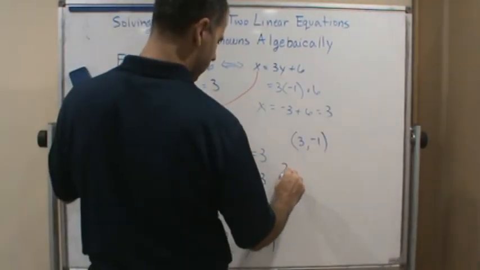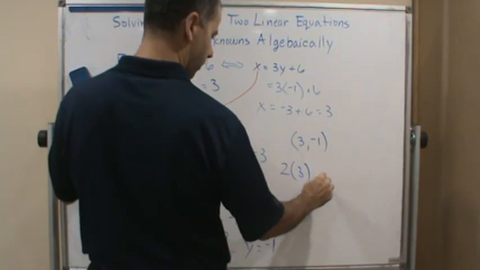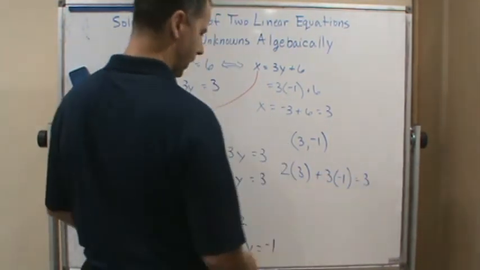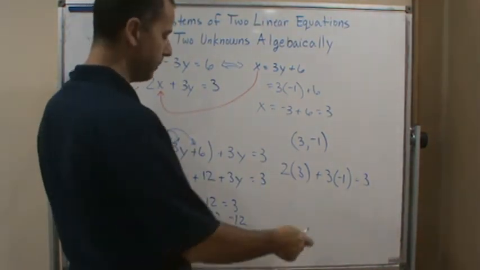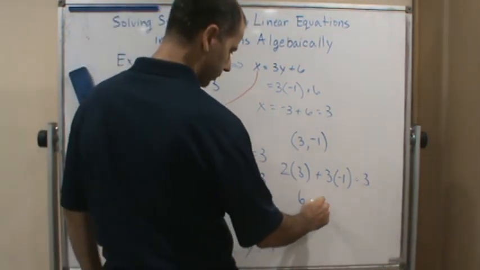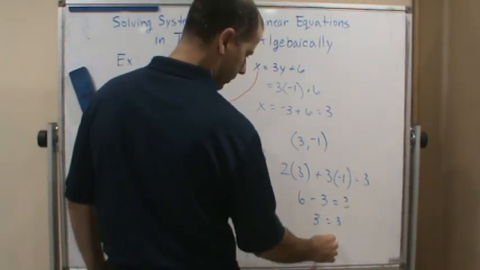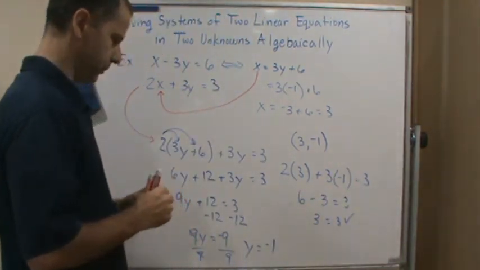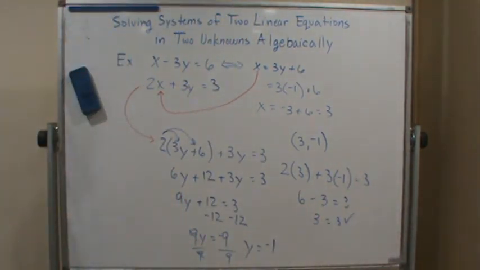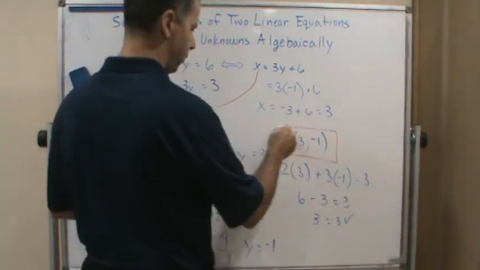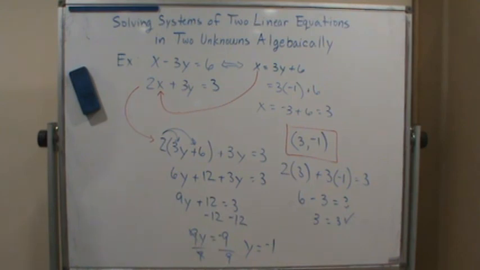Now, check it in the other one. Here I get 2 times x, which is 3, plus 3 times y, which is negative 1, equals 3. So now I'm going to solve and see if I get another true statement. So I get 6 minus 3 equals 3, and of course this equals 3 equals 3, and so again, I get another true statement. And so it works in both, and therefore it is a solution. So my answer is the point 3 comma negative 1. And that's it.